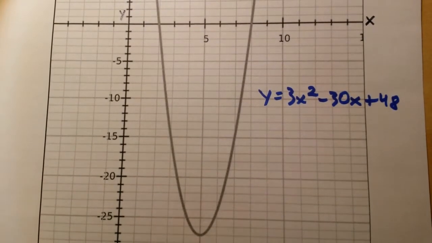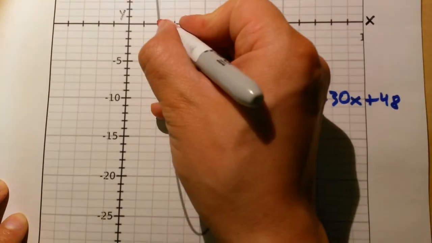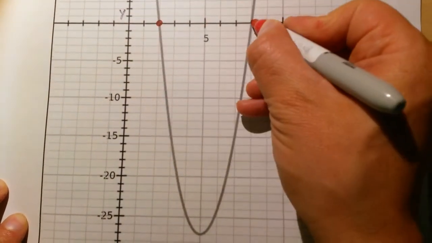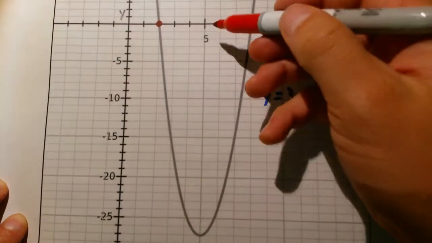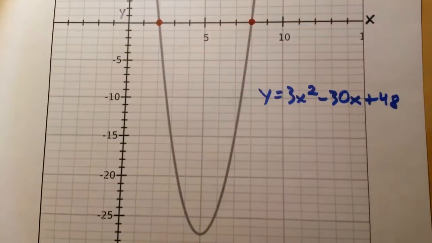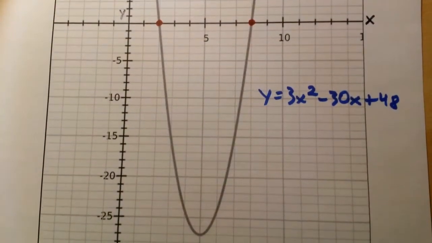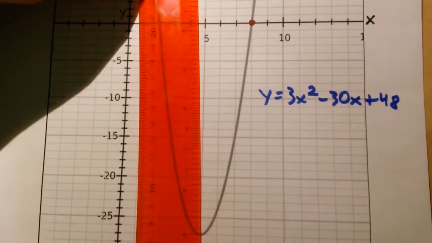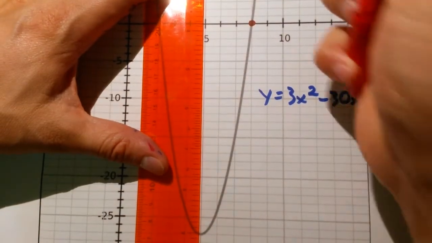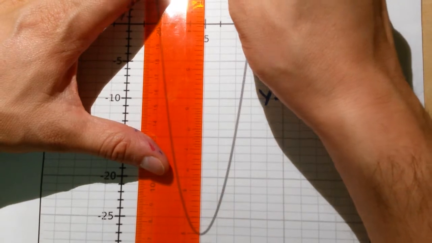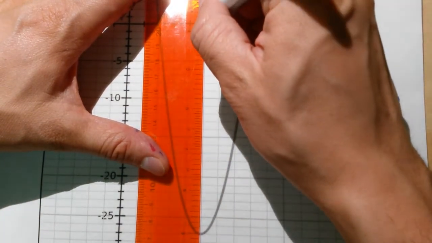right? We can see, as we found out, that these are the x-intercepts at 2 and at 8. We can also see that the axis of symmetry is right here. And in fact, I just want to use a ruler here to indicate what the axis of symmetry is. So this is basically to wrap it up.